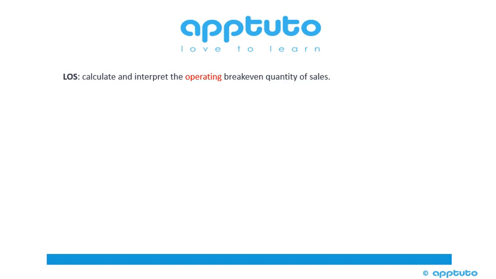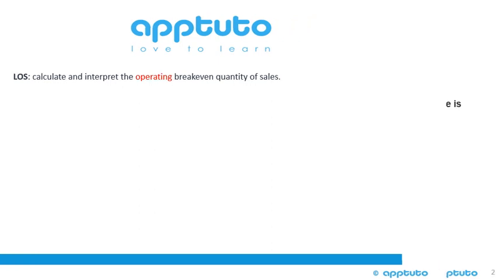This LOS is calculate and interpret the operating break-even quantity of sales. So you can see I've put that into red. The last LOS was calculate and interpret the break-even quantity of sales. This is calculate and interpret the operating break-even quantity of sales. The word operating is so important, I've highlighted it in red for you.